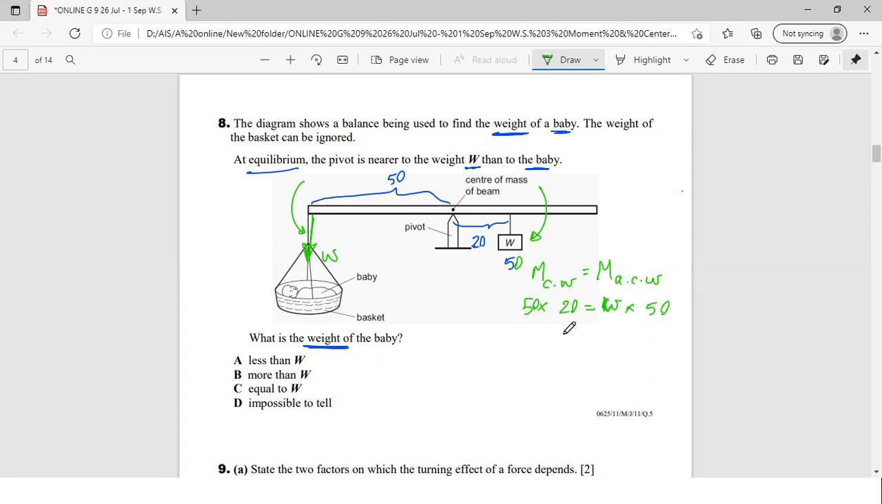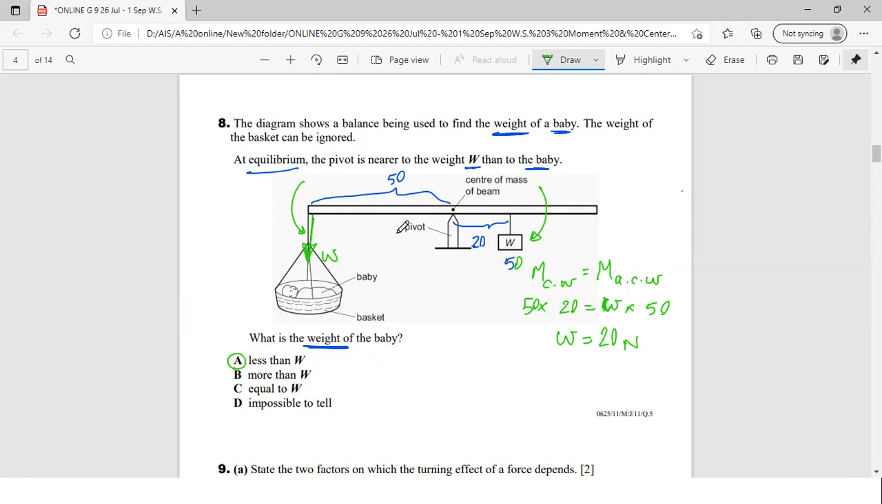By using the calculator, the weight of the baby is 20 Newton. That means 2 kilogram. His mass is 2 kilogram. He is very small. So the answer here, is it more or less than W, which is 50? It's less. So the answer is A. Why is it less? Forget the calculation. Why is it less?